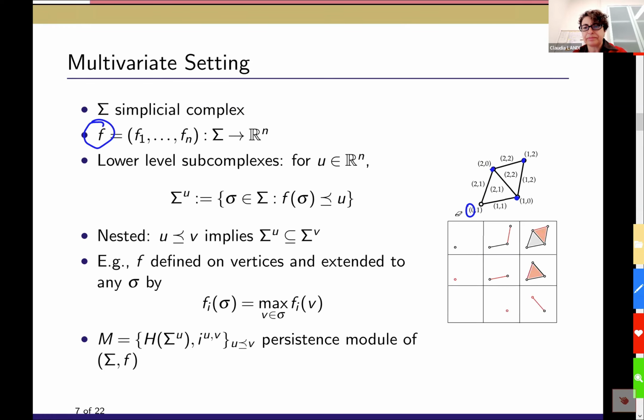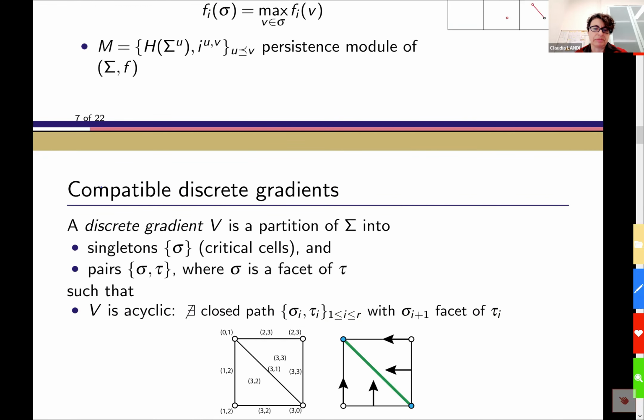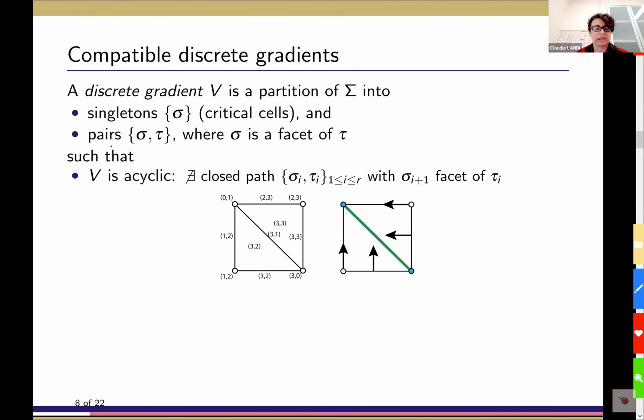And in this way, we can extend the data to all the simplices, and then, as I said, we can construct the persistence module of this pair given by the simplicial complex and the function. Now, if we want to apply discrete Morse theory to this setting, first we need to define what a compatible discrete gradient is.